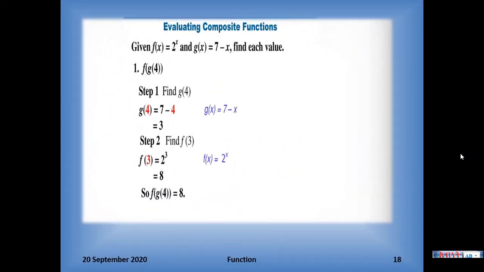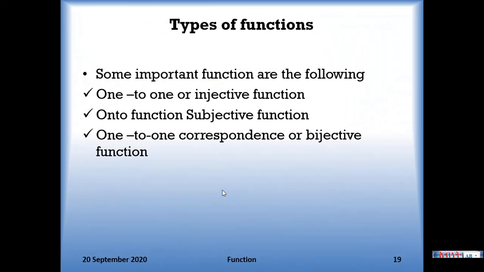For example, let's evaluate the composite function. f(x) is 2 to the power of x, and g(x) is 7 minus 6... Then find f∘g of 4. Step 1: first, what is g of 4? It means substitute 4 here. We get 3. So f of 3: f is considered as a machine. When you give an input, it gives 2 to the power of the input. So 2 to the power of 3 is equal to 8. So f∘g of 4 is 8.